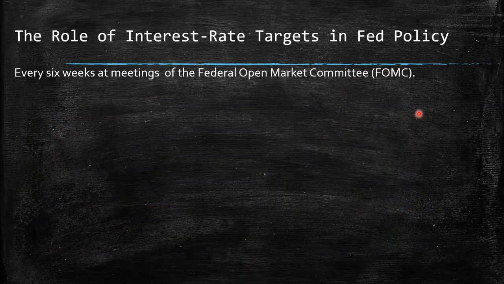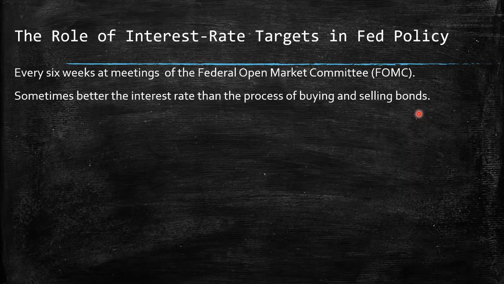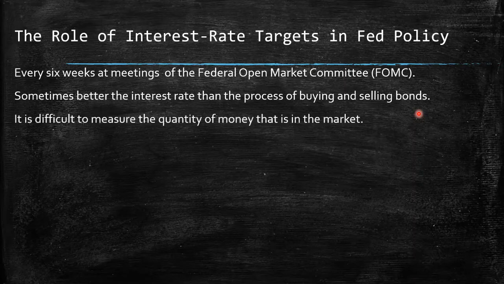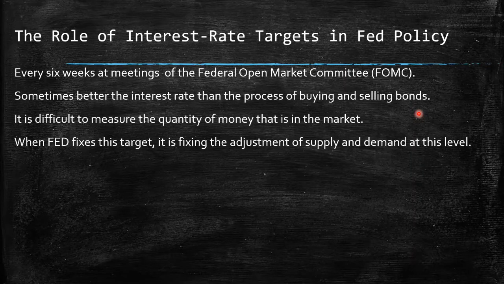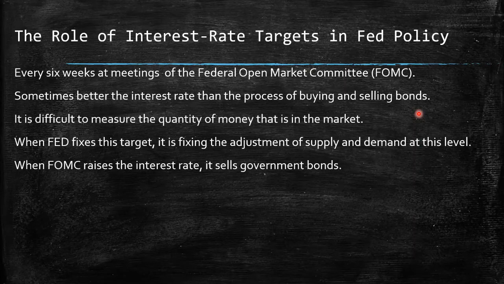What is the role of the interest rate targets in Fed policy? Well, every 6 weeks at meetings of the Federal Open Market Committee, FOMC, they decide what should be the next interest rate in the economy. Sometimes it is better to target the interest rate than the process of buying and selling bonds, because you automatically fix the equilibrium in this market, since sometimes it is difficult to measure the quantity of money that is in the market. When the Federal Reserve fixes this target, it is fixing the adjustment of supply and demand at this level.